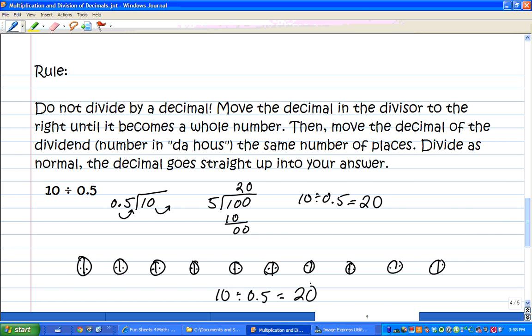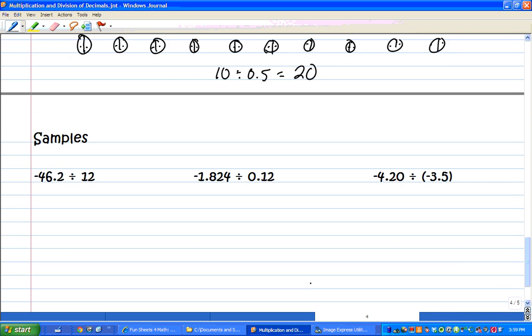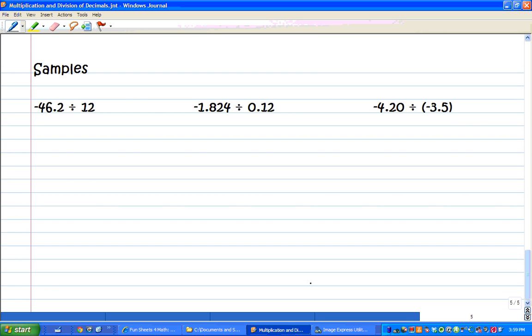Anytime you take a whole number and you divide by a decimal, the quotient's going to end up bigger than the dividend originally was. Kind of interesting stuff. Let's move on, shall we? Here's some samples. I'm going to do one to show you, and then you're going to try the other 2. Okay? So the first one, negative 46.2 divided by 12.